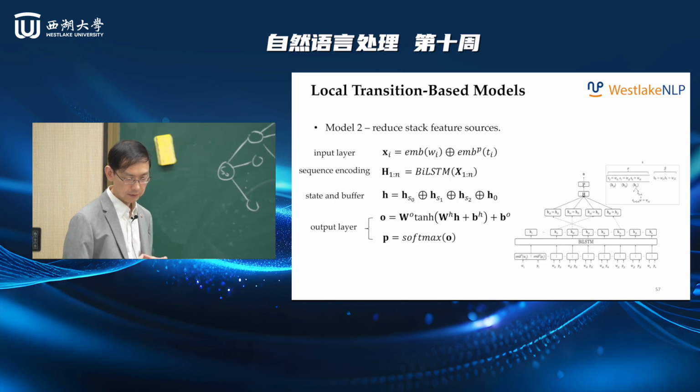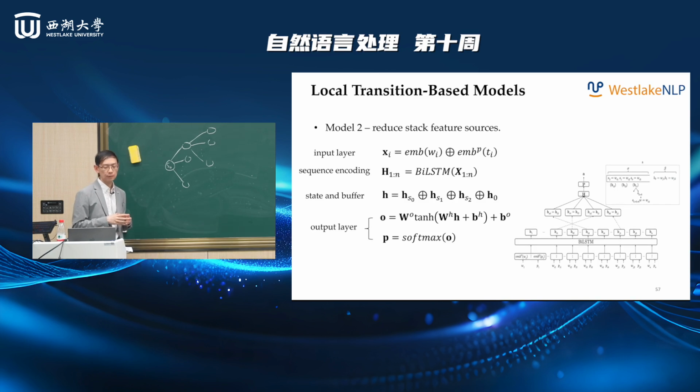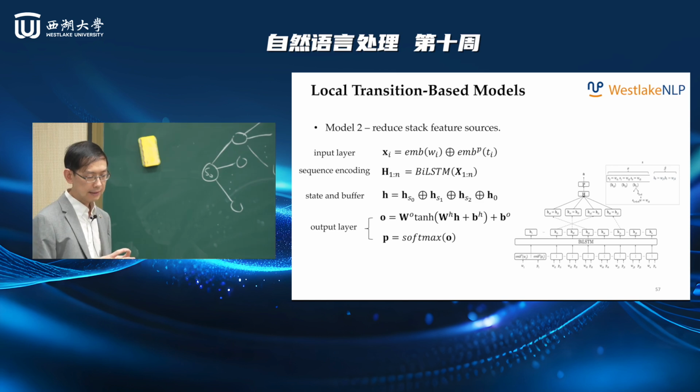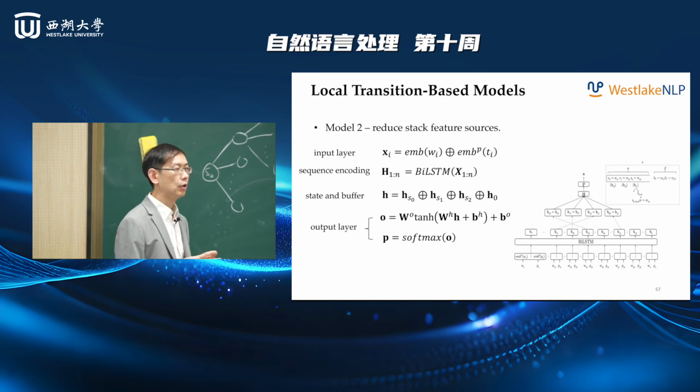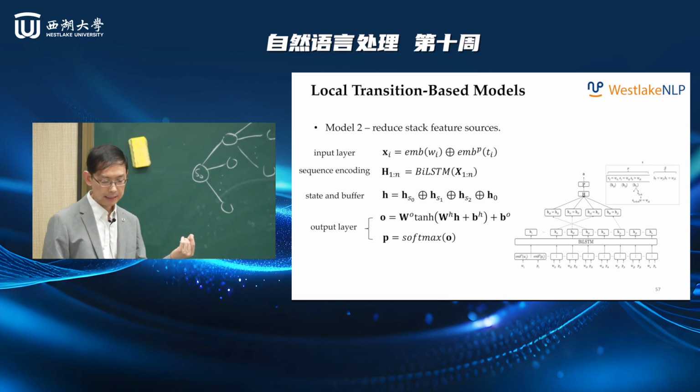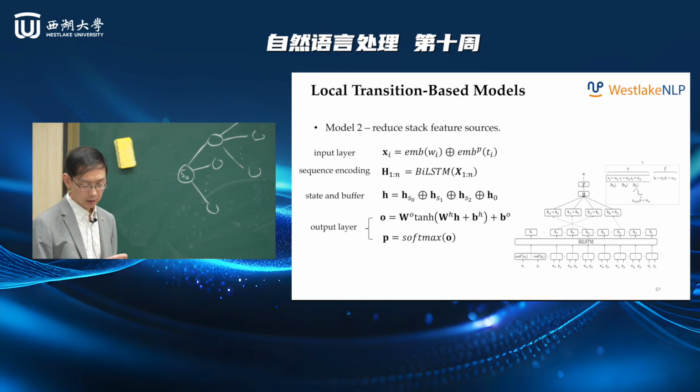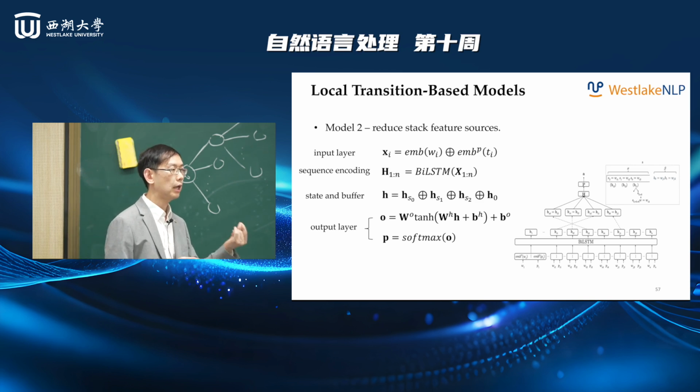Because of that, model 2 will just consist of the following layers. The input layer translates word and tag pairs into embeddings. The sequence encoding layer finds a hidden representation for each input. And then the stack and buffer features will be easier. We don't have to take the top of stack, the second top of stack, the third top of stack anymore. But we just need to take the front 3 items of the stack and front 1 item from the buffer, only 4 items, rather than 18.